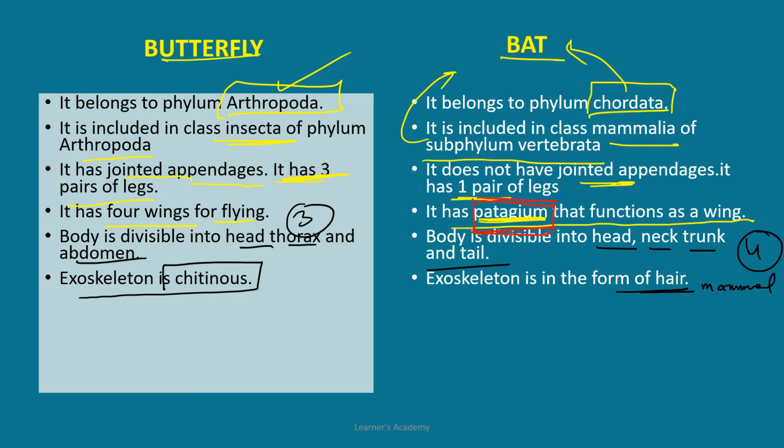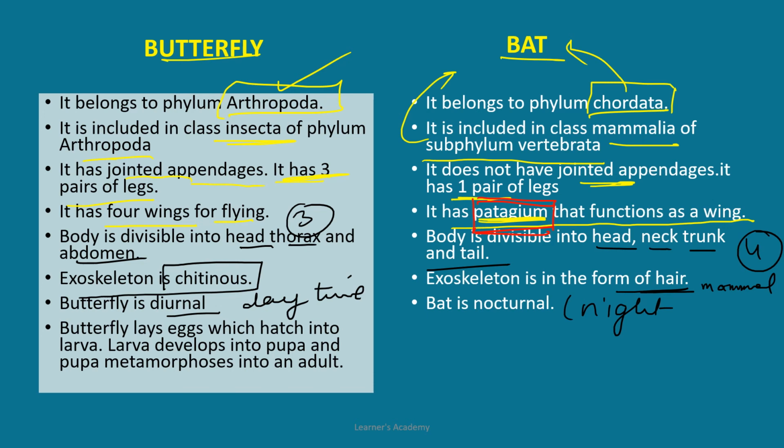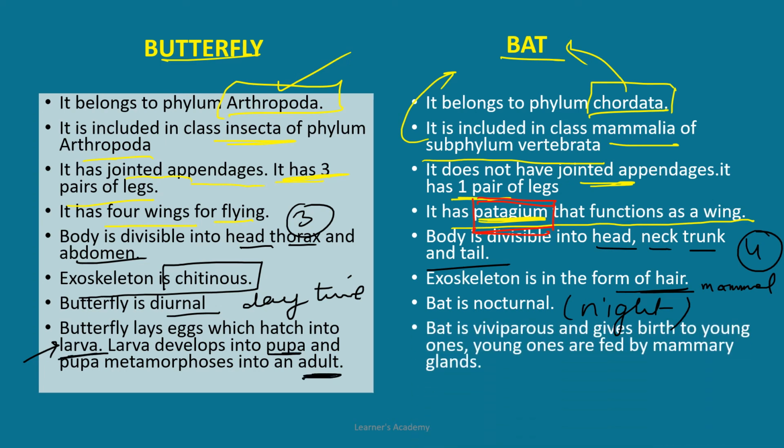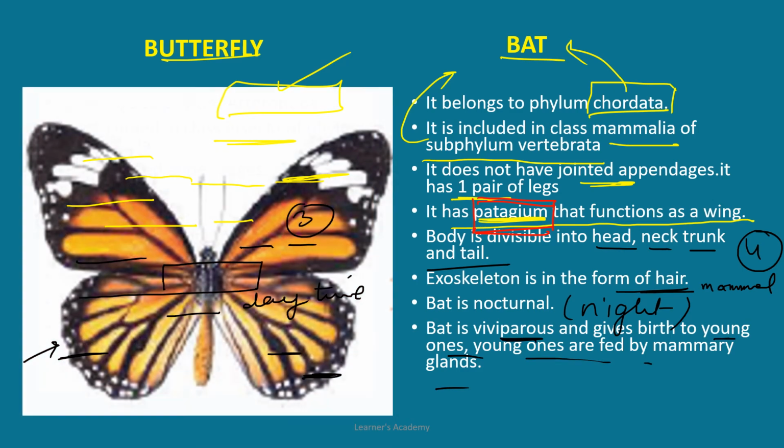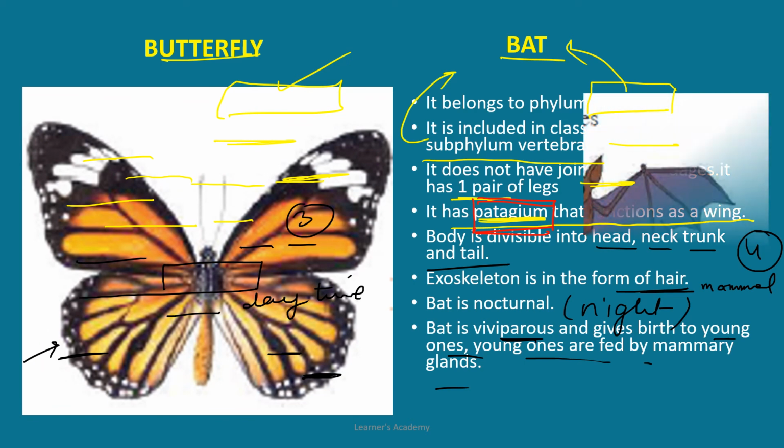Alright, now butterfly is diurnal, that means it is active during daytime, whereas bat is nocturnal, it is active during night time. Now butterfly lays eggs which hatch into larva and larva develops into pupa and pupa metamorphoses into an adult. Whereas bat is viviparous. It gives birth to young ones and young ones are fed by the mothers by mammary glands.